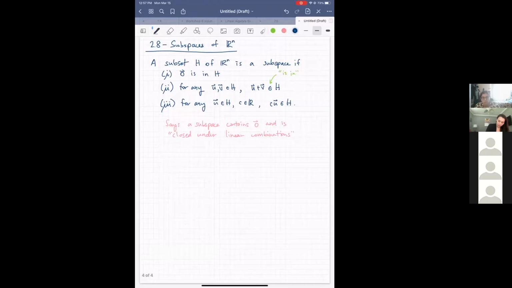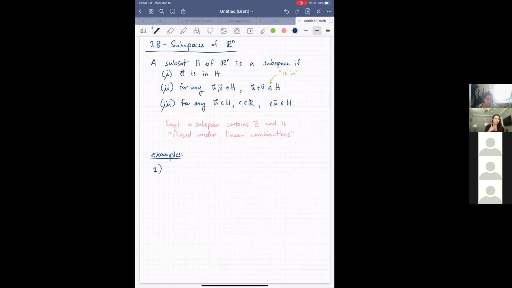Okay. So let's do some examples. Wait, so you can combine the last two statements to say any linear combination of U and V is also inside H. Yeah, you could combine the last two, and maybe that's a little bit easier to remember. So whichever way is easiest to remember, just put it in those terms.